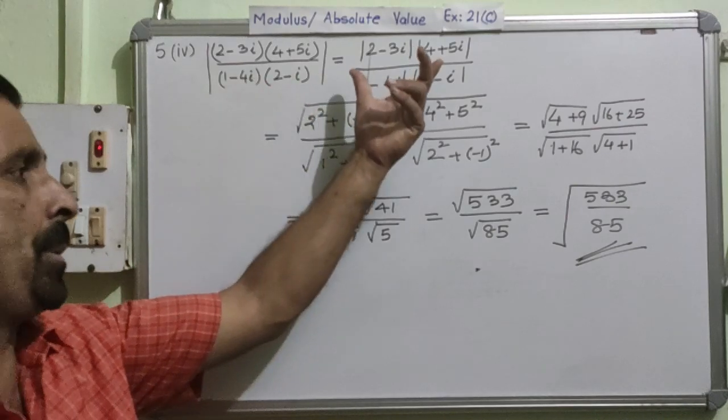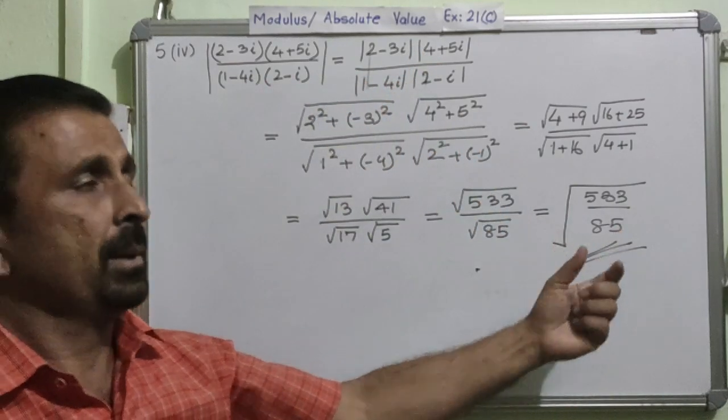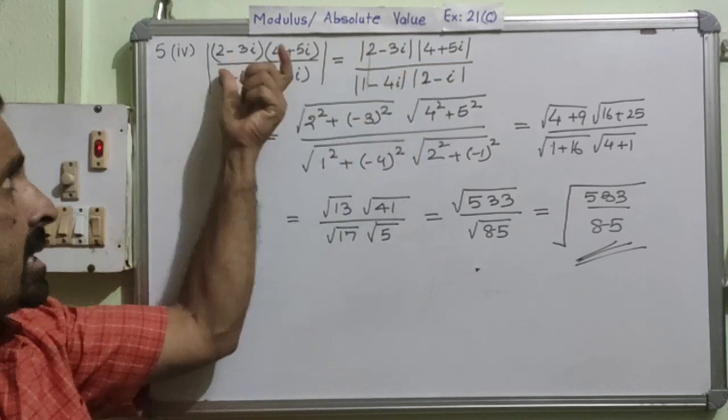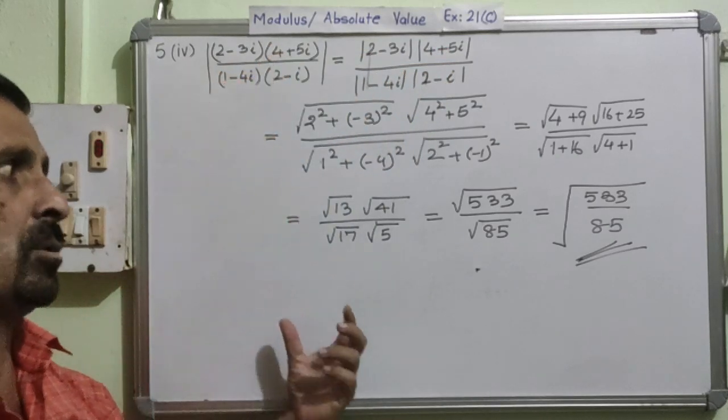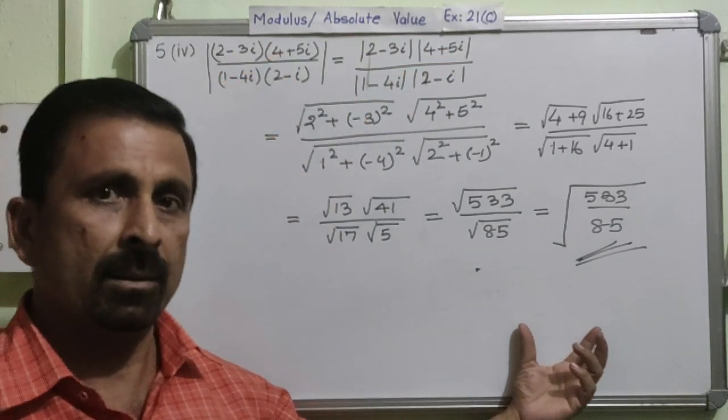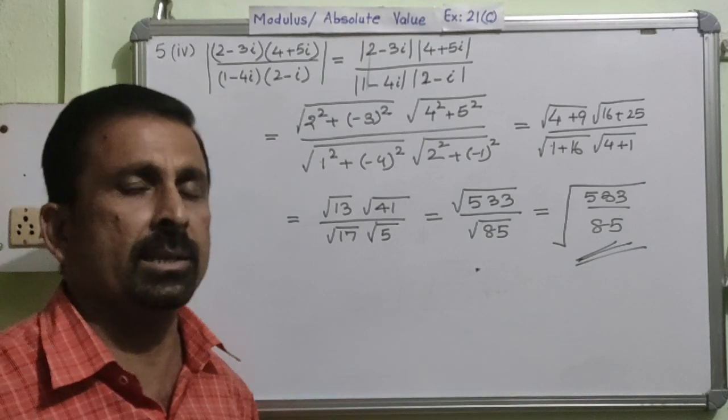So using the property, we could simplify this within no time, but if we don't use the property and simplify this complex number directly, it is going to be very lengthy. With this, we are ending this exercise 21C.